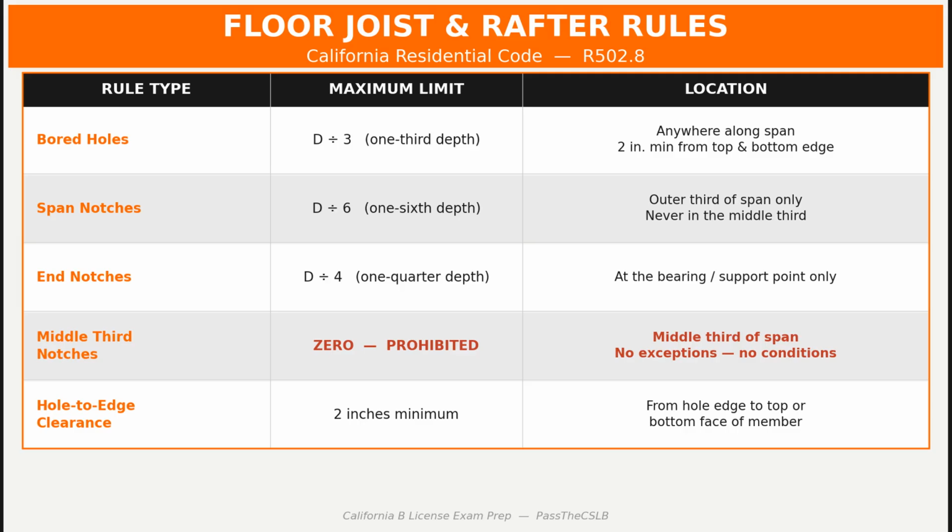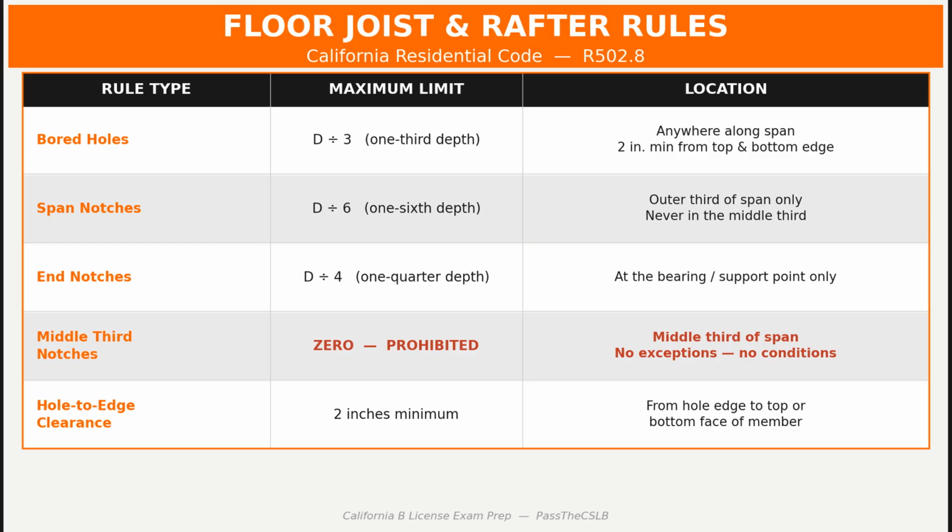When you notch a bearing stud or bore a large hole through it, you reduce the cross-sectional area available to resist that compressive load. The bearing wall stud rules are deliberately tight because the consequences of getting them wrong are sudden and catastrophic.